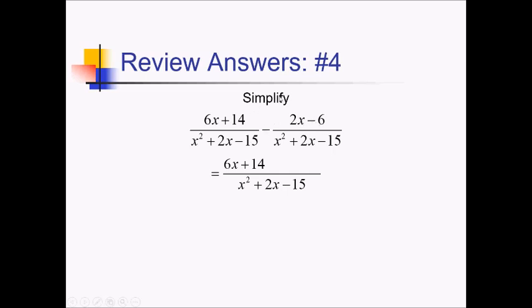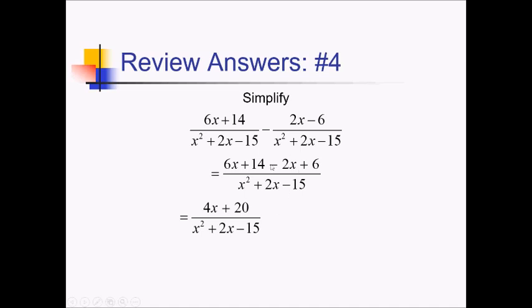So we've got to be careful. I have to distribute a negative 1 to everything up there. So we have a minus 2x and a minus minus, or plus 6. Now I'm just going to combine like terms up there, and I'll rewrite my denominator. So upstairs we have 6x minus 2x, that's 4x. And 14 plus 6 gives me 20, so plus 20.